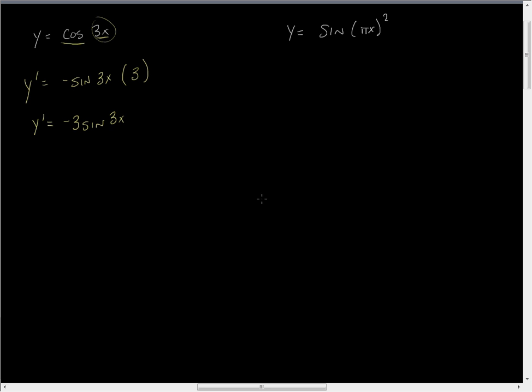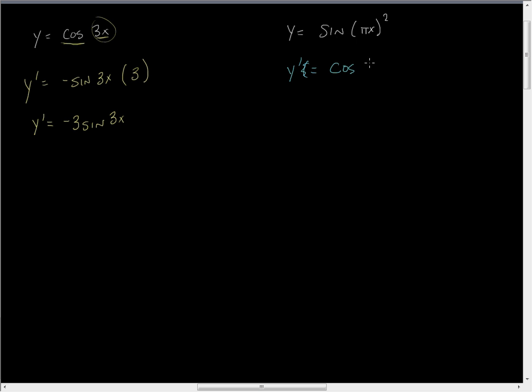There's that one. On the second example, we have the inside being squared. Be careful here, sine is not being squared. The angle is being squared. And so when we find the derivative with respect to x, we take the derivative of the outside. The derivative of sine is cosine.